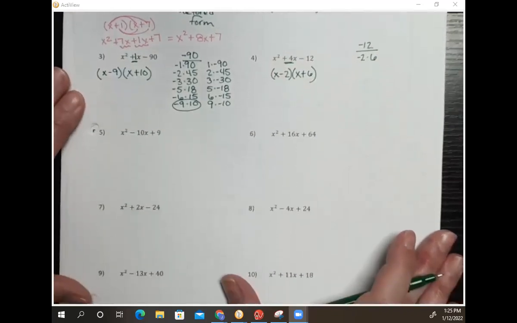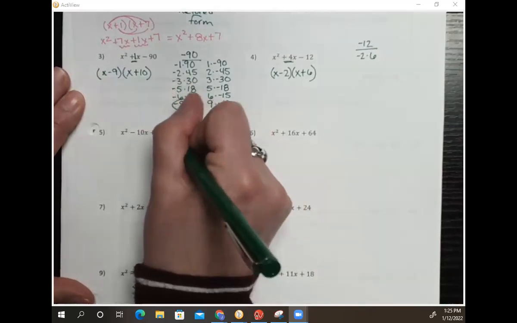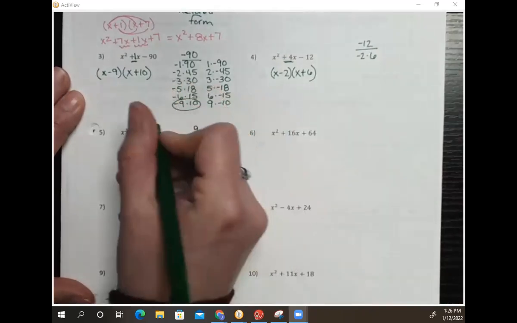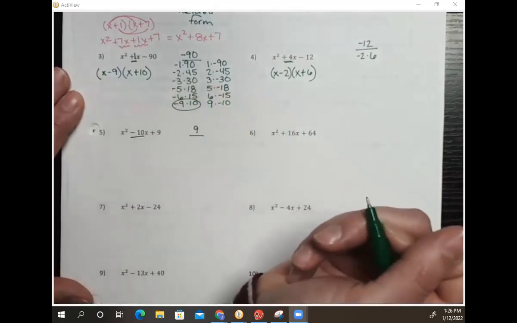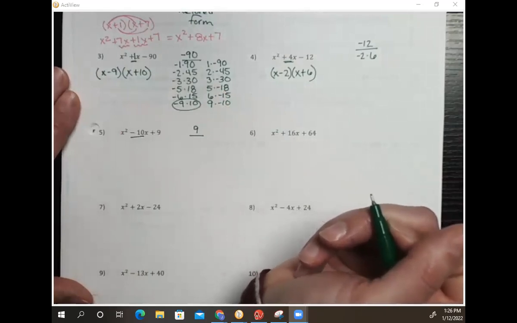Let's take a look at number 5. I need factors of 9 that add to negative 10. Go ahead.